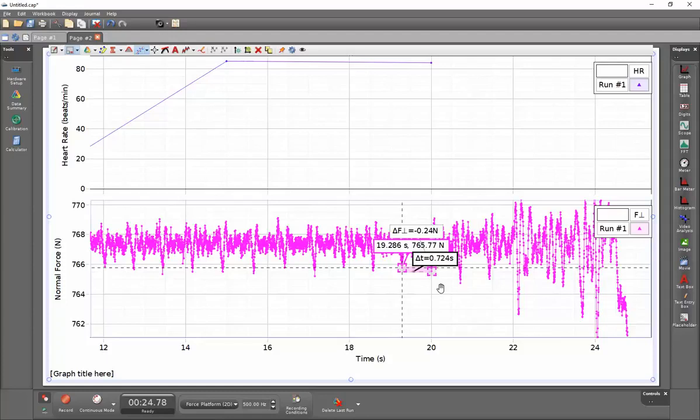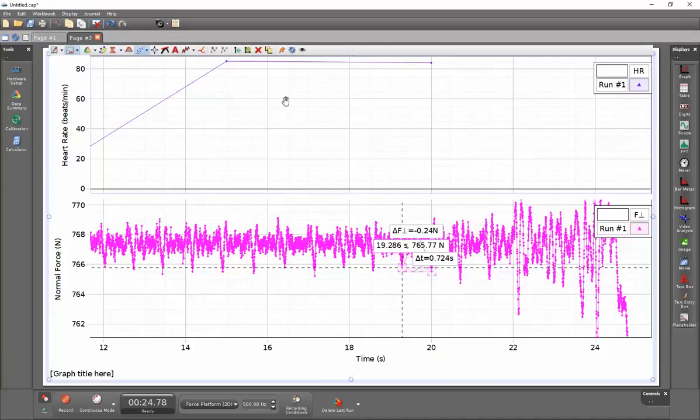Generally, heart rate is reported out in beats per minute, so the conversion formula for that is to divide 60 by this value. When I do this, I determine a heart rate of 82.87 beats per minute, or essentially 83.